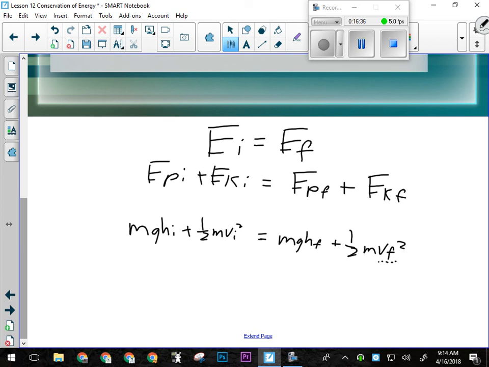Zach brought that up. He said, Mr. Coe, don't I need mass? And then he remembered what I told him last year in Science 10, which is, no, you don't. In a question on a test, I would give you the mass, but you don't actually need it. Because one time I did this on a test to some people.